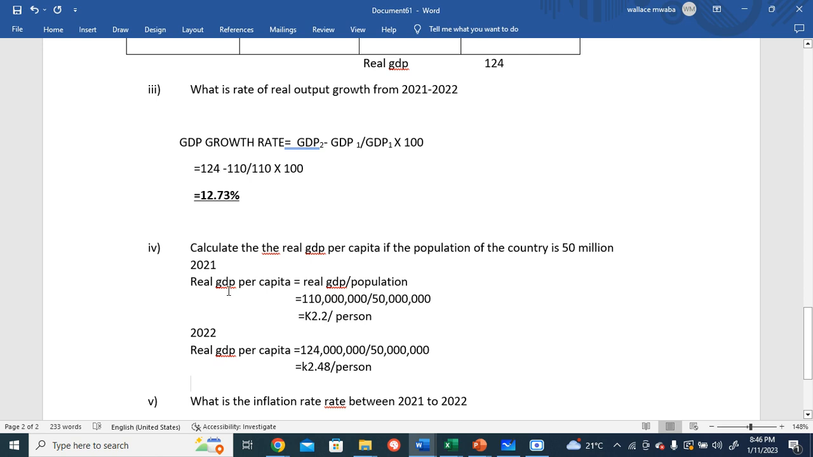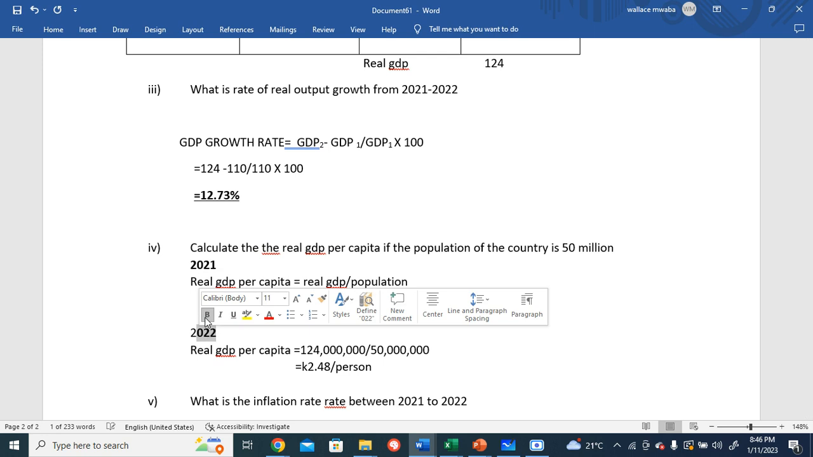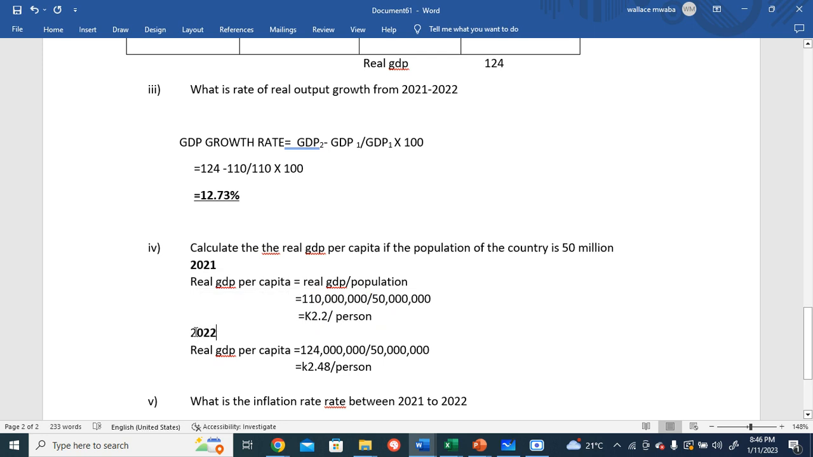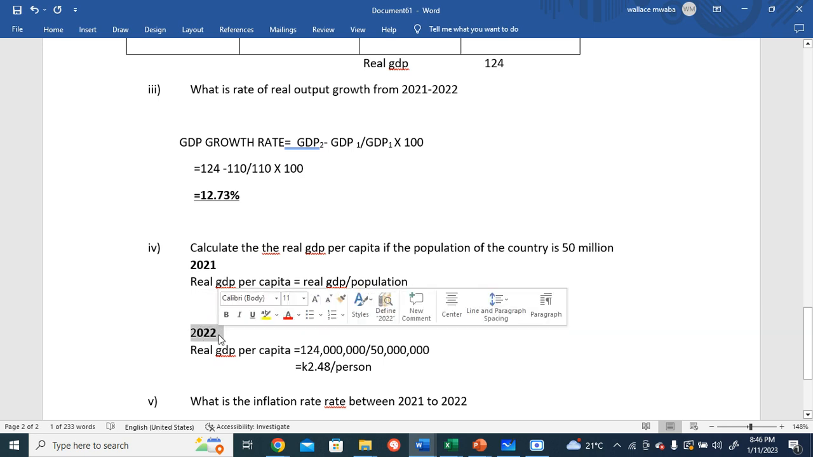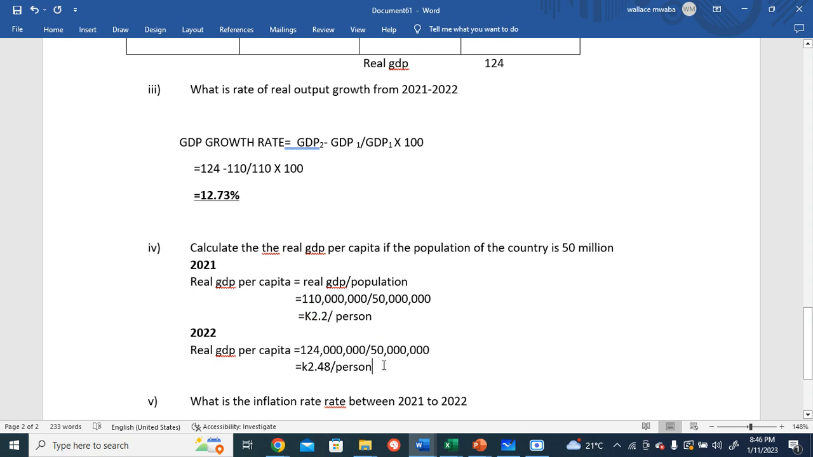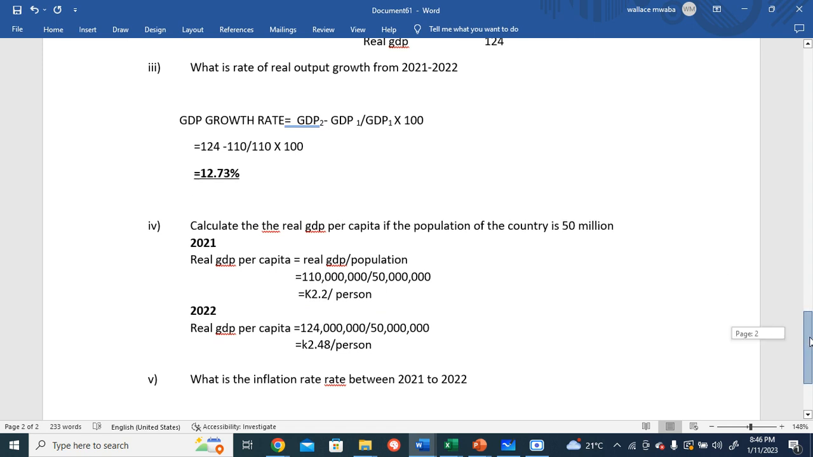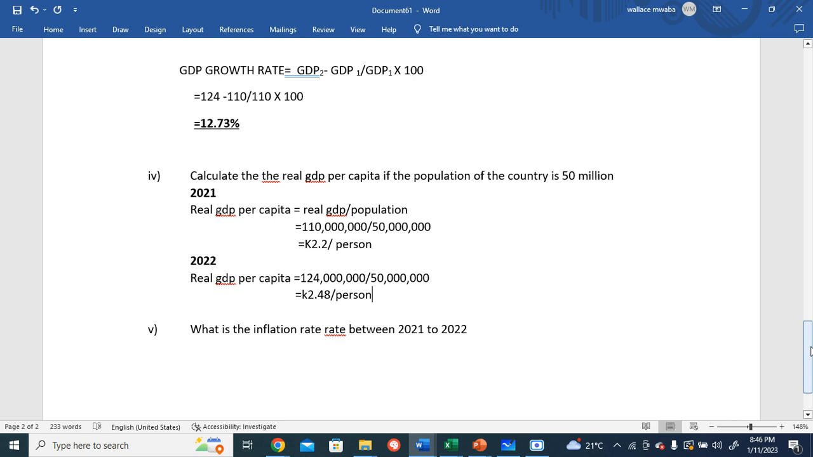So that's how you calculate the real GDP per capita. You just divide the real GDP by the population. The real GDP per capita is used as a guide to see the standard of living for different countries. That's the purpose of the real GDP per capita, for evaluating the standard of living.